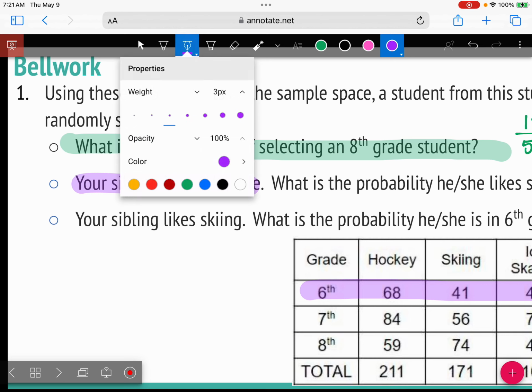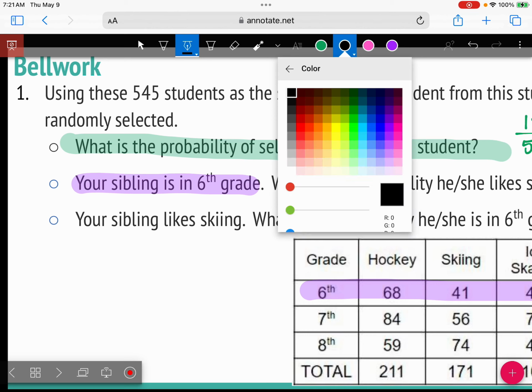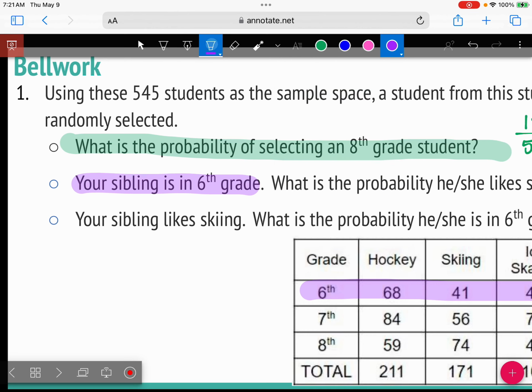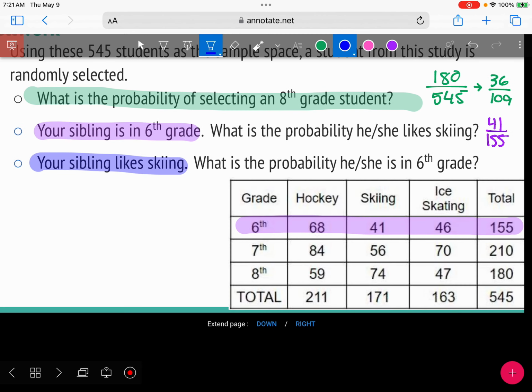And then you start doubting yourself. You're like, wait a second, maybe I don't remember correctly and my sibling is in a different grade. I know they like skiing. I remember how much fun they had on a ski trip. They are a skier. What's the probability they're in 6th grade? So now I'm not entirely sure they're in 6th grade. I know they like skiing. What is the probability they're a 6th grader?